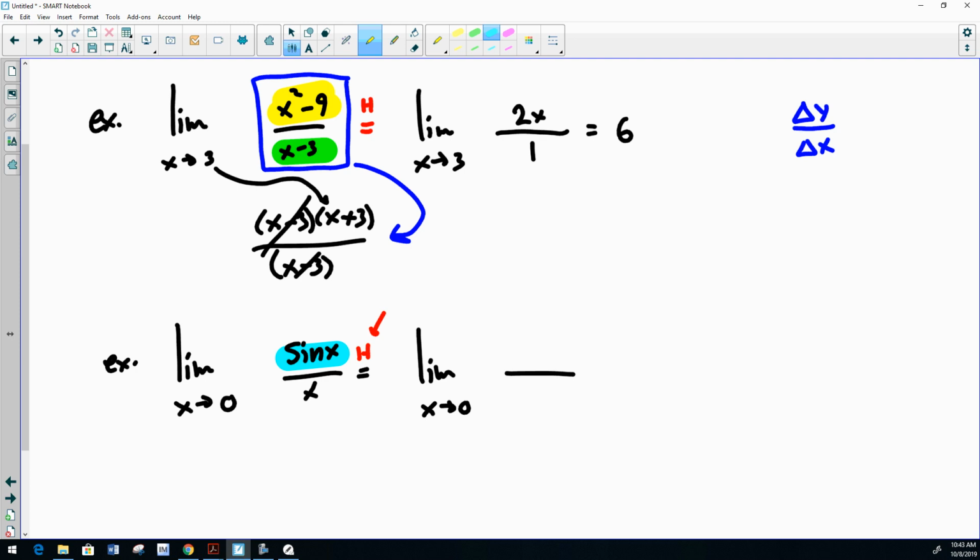If I get 0 over 0 again, I have to do L'Hopital's rule again. Okay, you can do L'Hopital's rule as many times as long as it's still 0 over 0 or infinity over infinity. So some of the harder problems, you have to do L'Hopital's rule twice, you know? Okay, what happens when I plug in 0 now? 1. You get 1 over 1, so the final answer is 1.